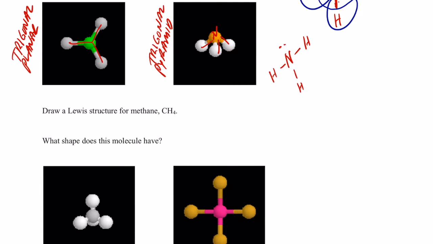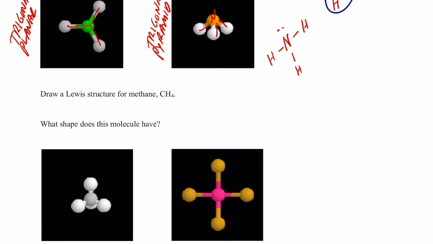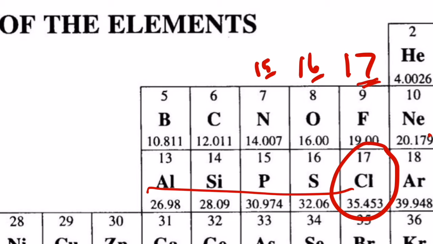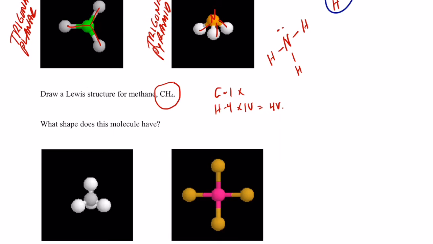Alright, let's draw one more Lewis structure before we call it quits on this video. Why don't you take a minute and draw the Lewis structure for methane, CH4. Then come back to the video and see how you did. Alright, welcome back. We have 1 carbon and 4 hydrogens. We know each hydrogen has 1 valence. We've used hydrogen a bunch today. Carbon, however, let's find carbon. Here's carbon. It's in group 14 of the periodic table. It has 4 valence electrons. So it looks like once again I'm going to have 8 valence electrons in my Lewis structure.